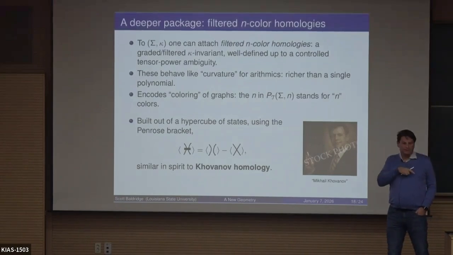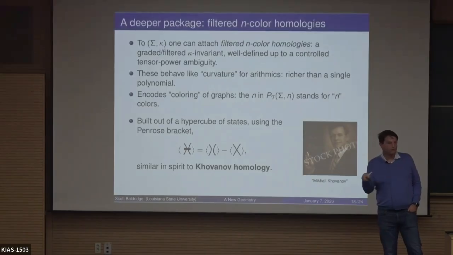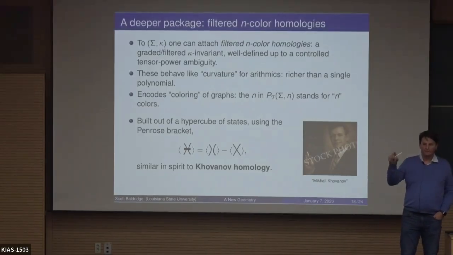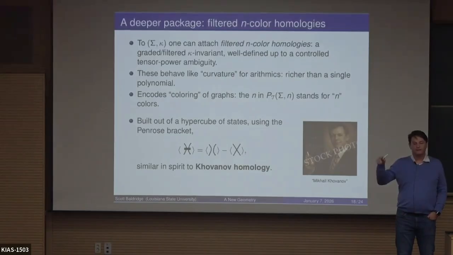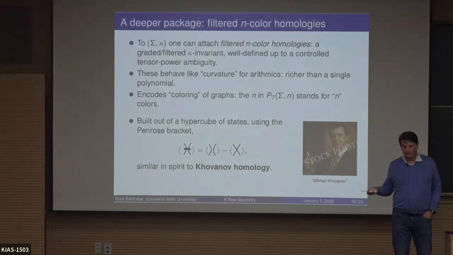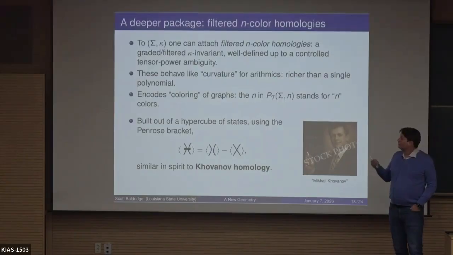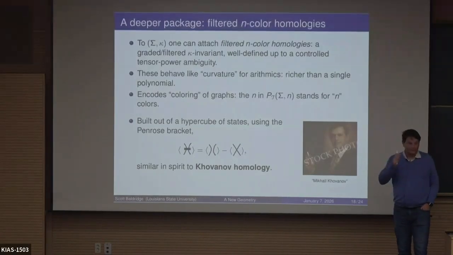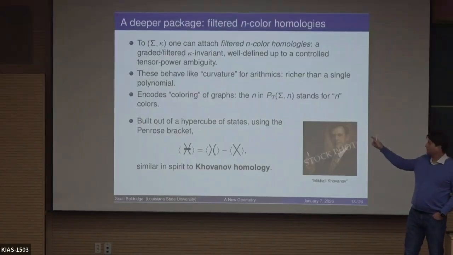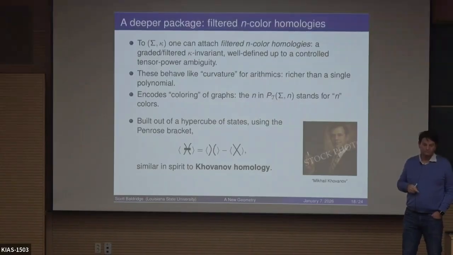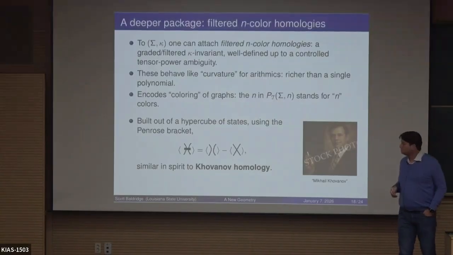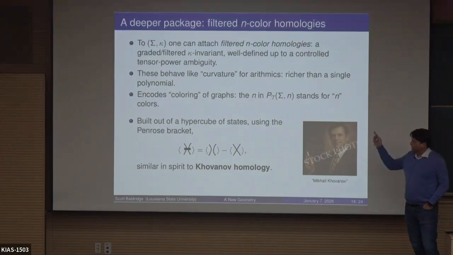So when you find out what polynomial you have, your Penrose polynomial, not the normalized version, plug in 3. It'll tell you the Euler characteristic of the filtered 3-color homology. And colors are important here because it encodes the colorings of the graphs. The n stands for the number of colors you're going to use.